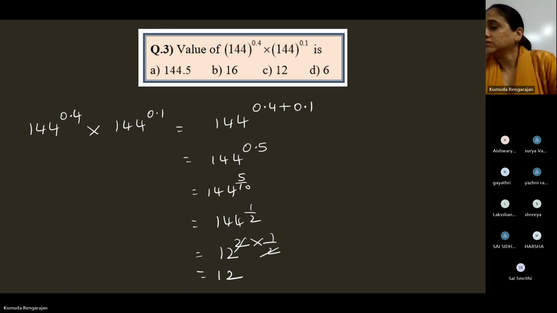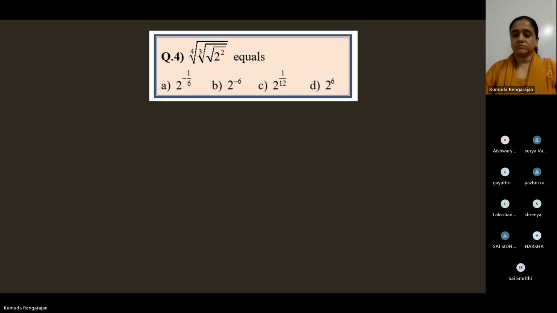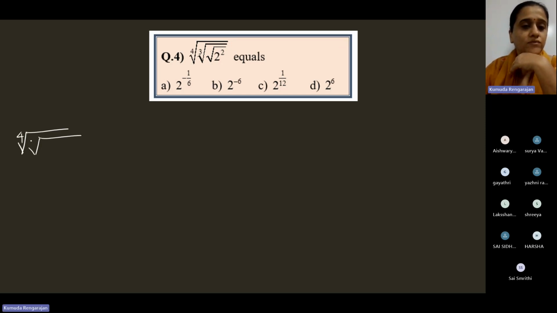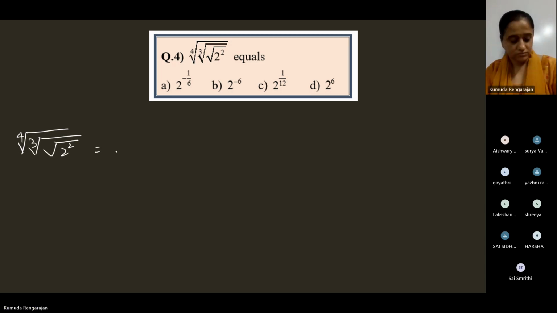All right. Next one. Fourth root of cube root of 2 square. Option D. C. Okay.